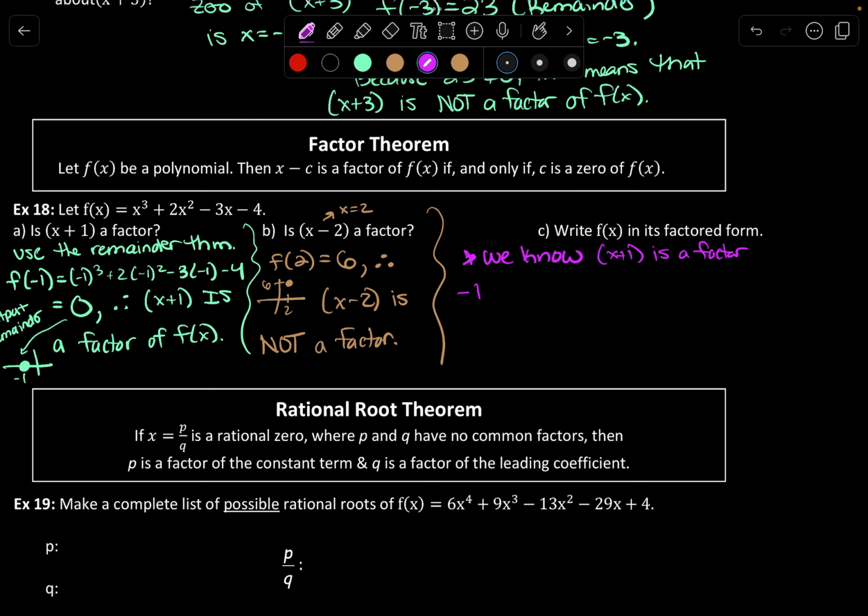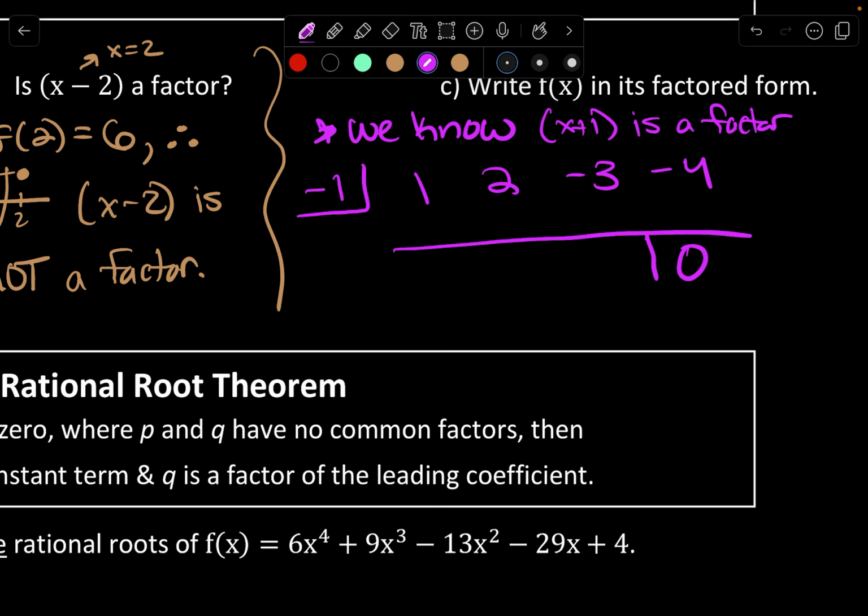So we'll use -1, and then we'll have 1, 2, -3, -4. So again, I know that x plus 1 is a factor, which means it has a remainder of 0, which means I can do synthetic division, and I will end up with a remainder of 0, because we used the remainder theorem to confirm that. So we know that x plus 1 is a factor, so we need to find the other factor. So we use synthetic division. So 1, multiply, we get -1, +1, -1, -4, +4, and here.